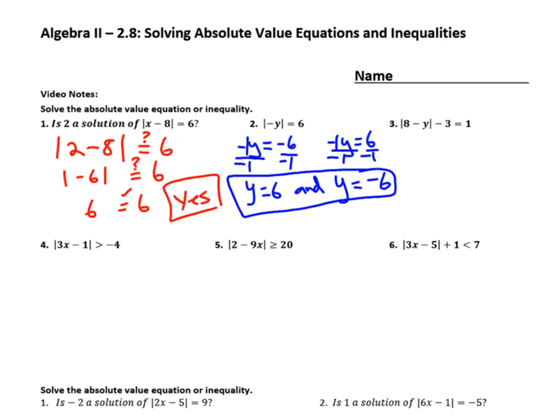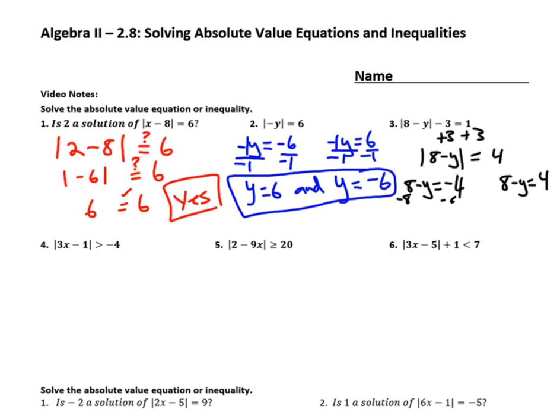Okay, so those are the two numbers that would be in the domain of this, two numbers that would make this equation completely true. Number 3, now this absolute value is not by itself, so I have to get it by itself. So I add 3 to both sides before I do anything. The absolute value of 8 minus y, and 1 plus 3 on the right-hand side is 4. Now that the absolute value is by itself, I can split it. I can do stuff inside equal to the negative, and stuff inside equal to the positive.